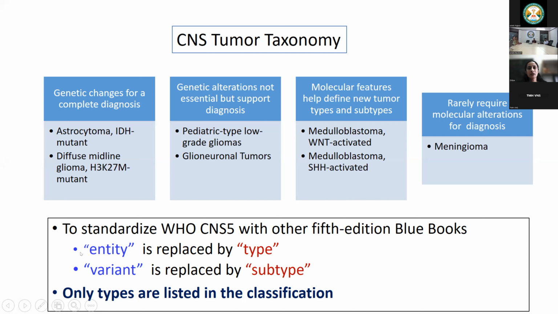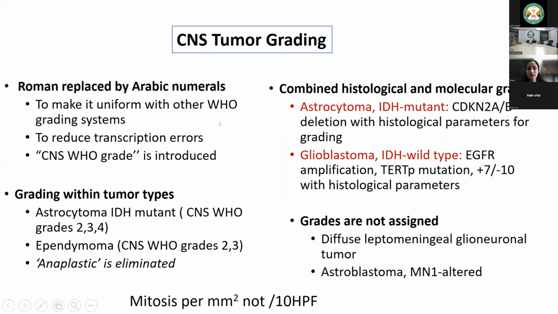Then what other change has happened? Previously, we used to call individual tumors a tumor entity. It is replaced by type now. And what we used to call a variant is replaced by subtype. There are a lot of changes with respect to CNS tumor grading as well.